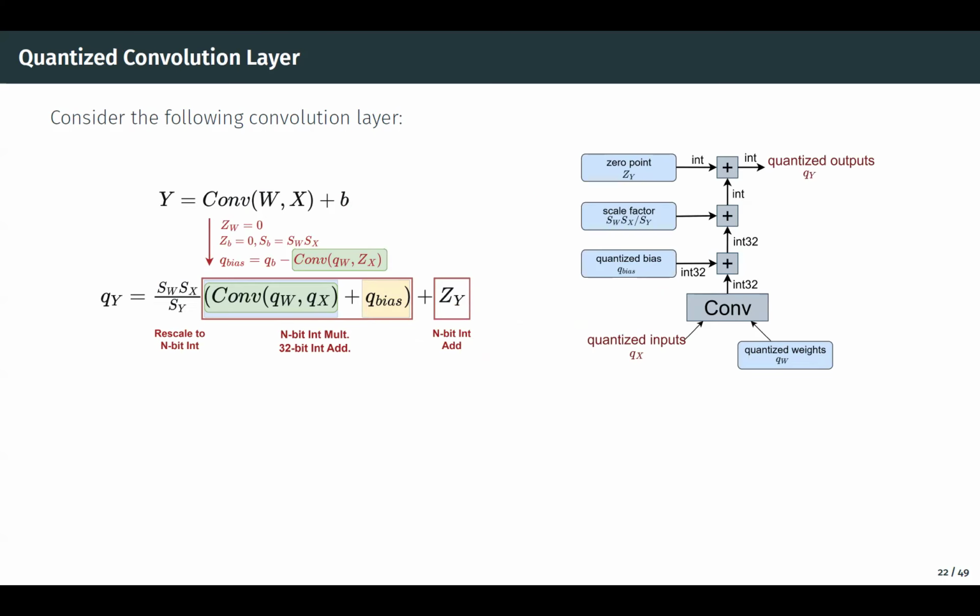The same happens for a convolutional layer. This is just math. You convolve the quantized values, you add the quantized bias, and then you scale this using the scaling point, which comes from the scaling point of the weights and the inputs divided by the scaling point of the output. And then you add the Z point of the output. So in a quantized setup, this is how the operations work. For example, if you use the PyTorch libraries, this is how they do the quantization.